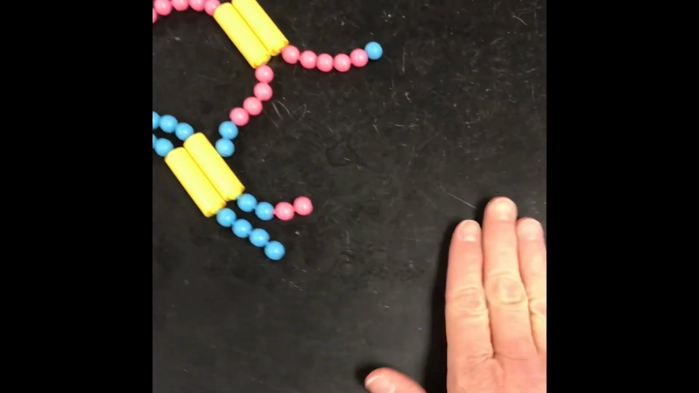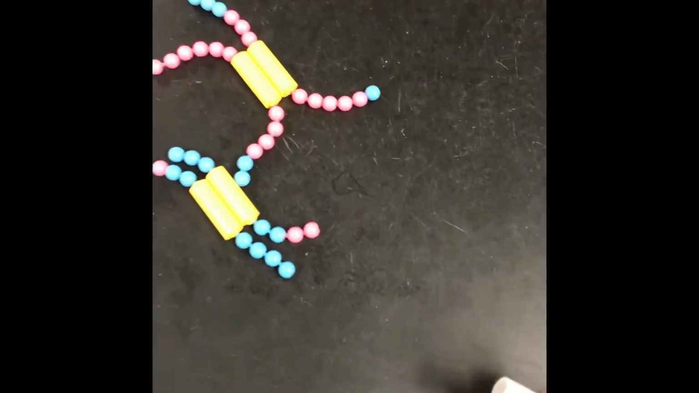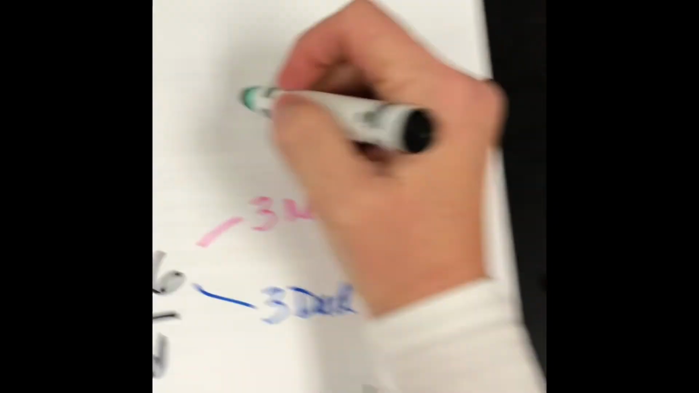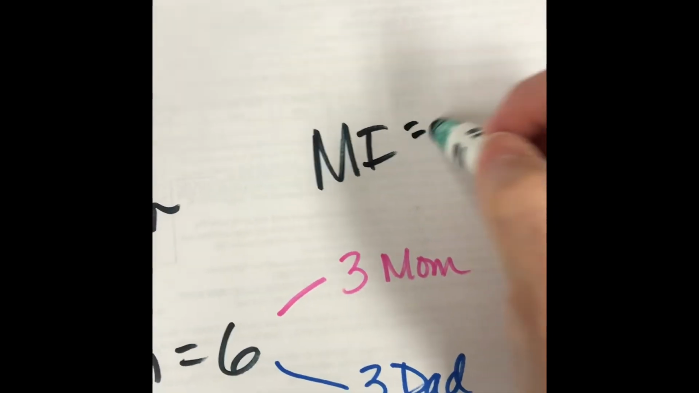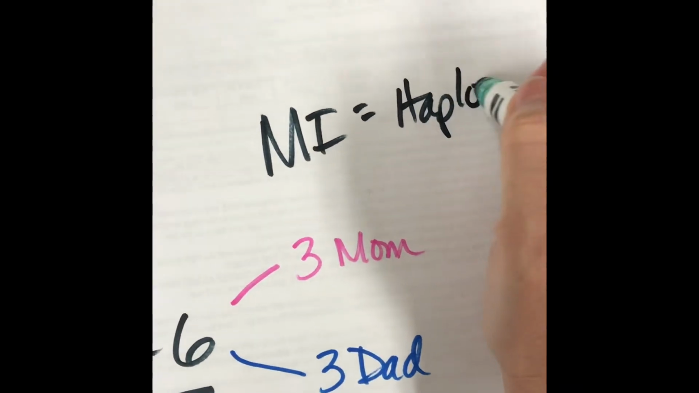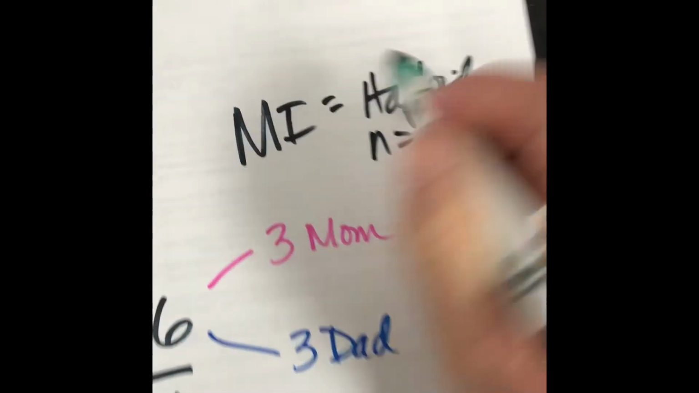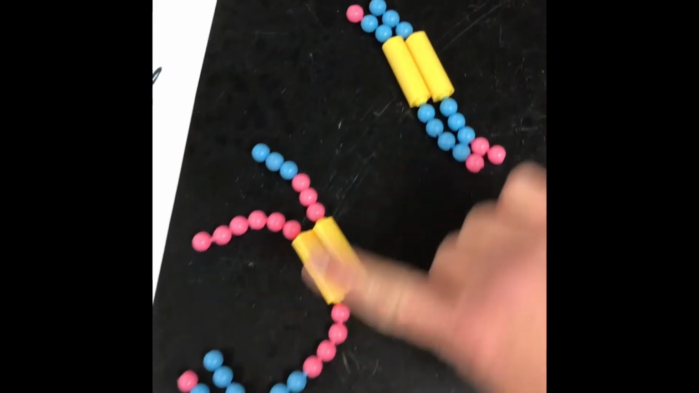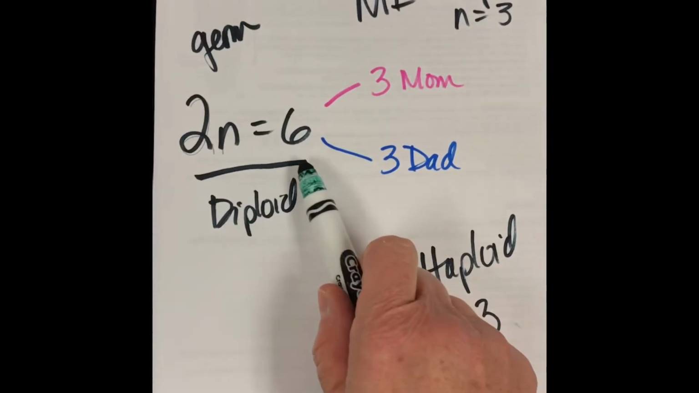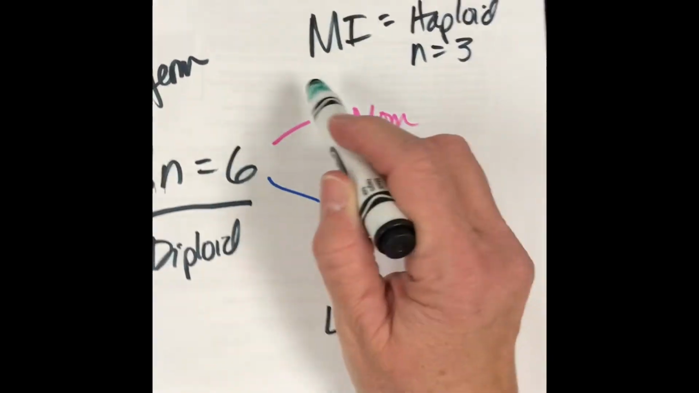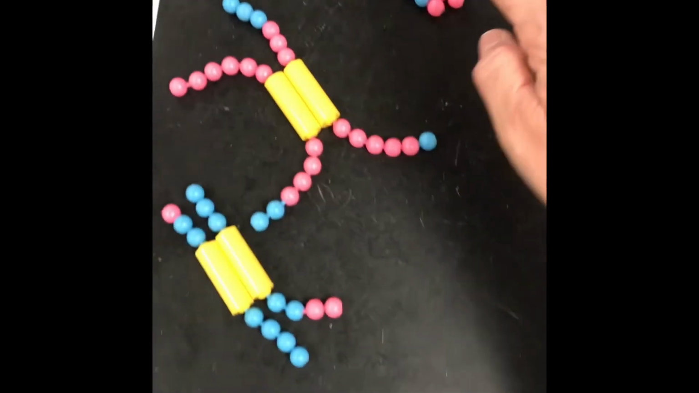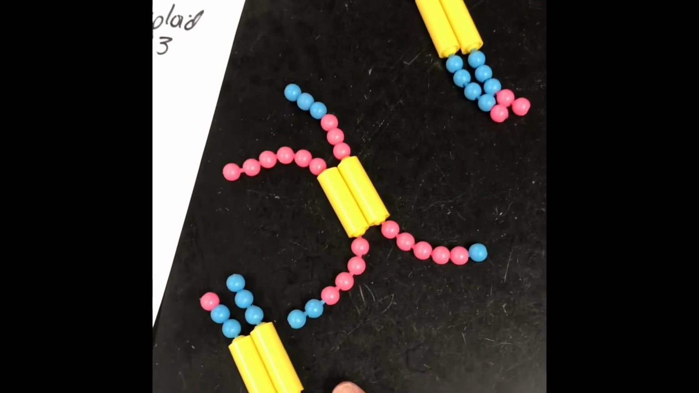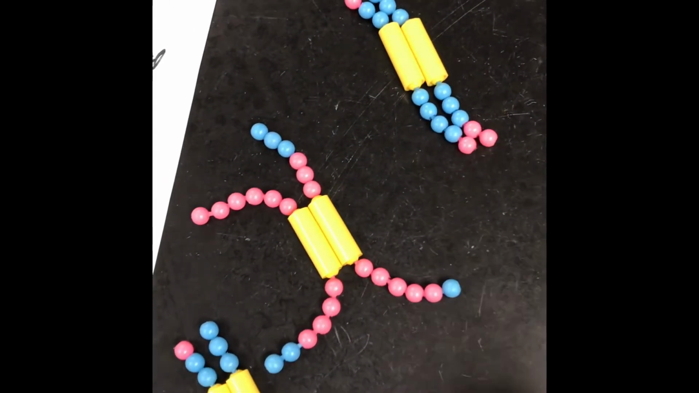And technically right now, this is where kids get this confused. At the end of meiosis 1, we are really haploid and we are really n equals 3. Look, 1, 2, 3. That's half the number of chromosomes. That's half of 6. But the problem is at the end of meiosis I, we can't stop here because they're still stuck together as replicated chromosomes.